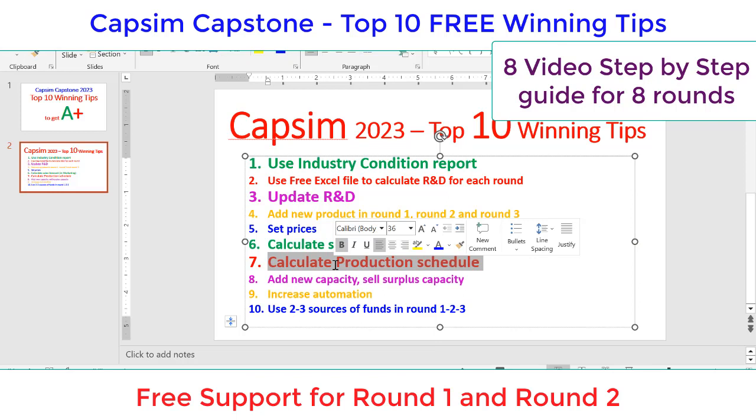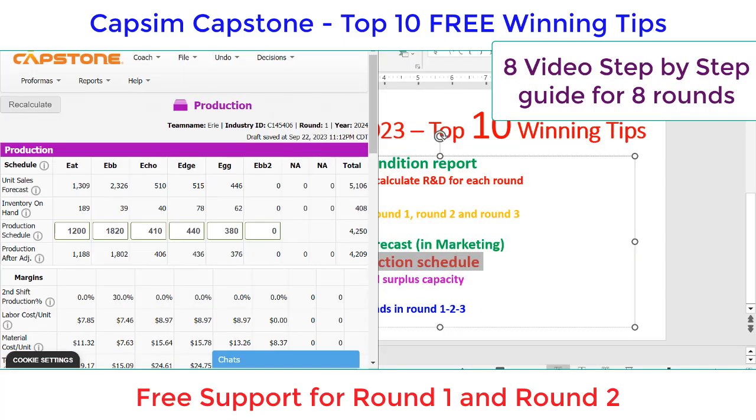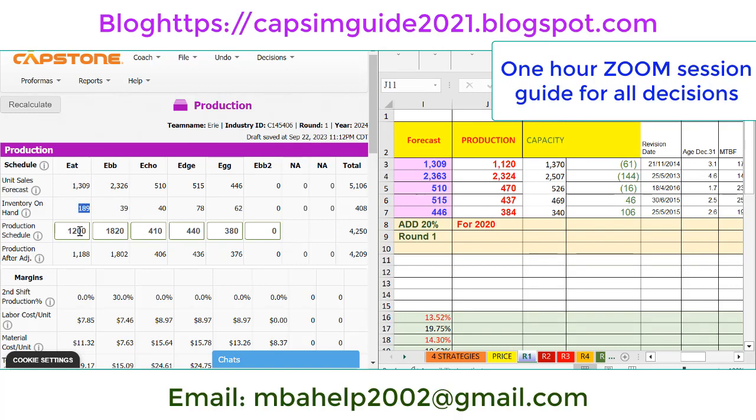So winning tip number 7 is to calculate the production schedule. So we do it now. Calculate the production schedule. So this is the screen of production. We will use the Excel file to calculate that. We use the sales forecast and we deduct inventory, and then we have the production schedule. So that's 1120, 2324, 470, 437, and 384. And for the new product, we don't have that.